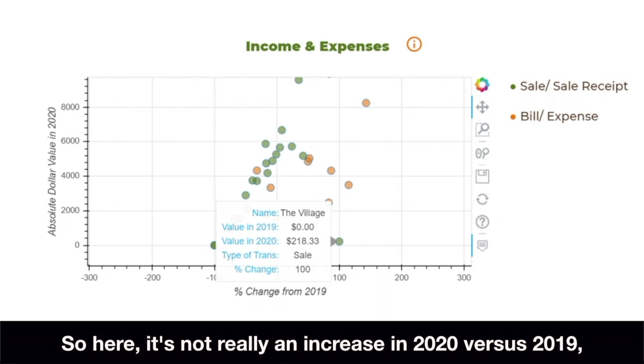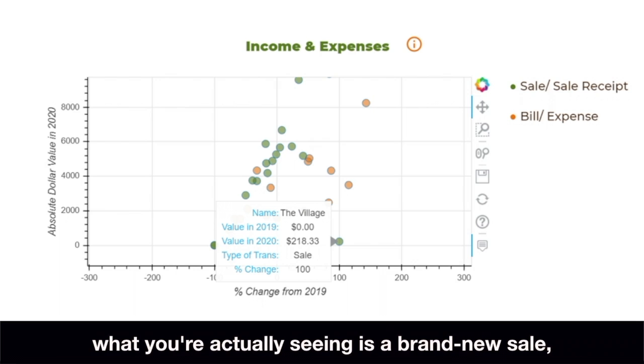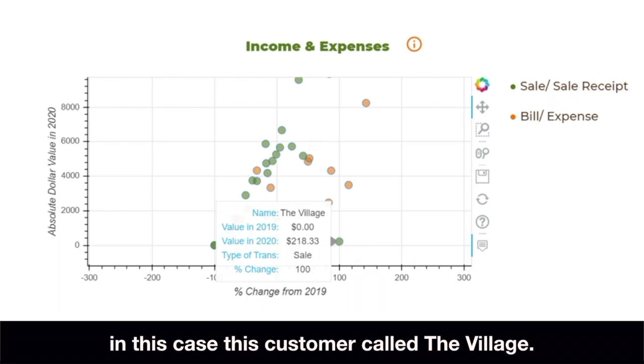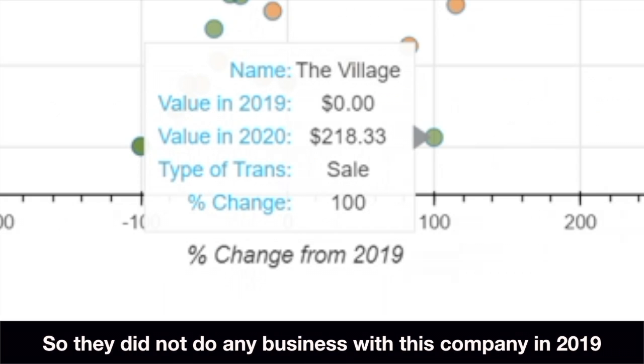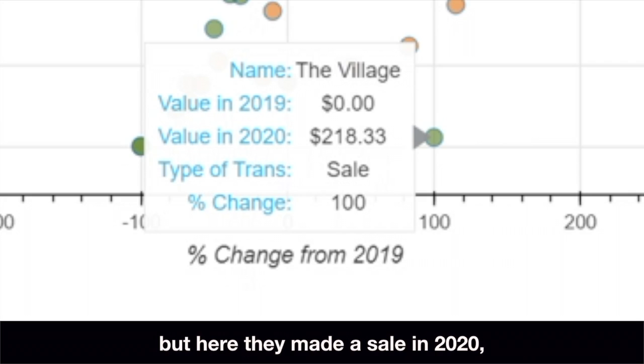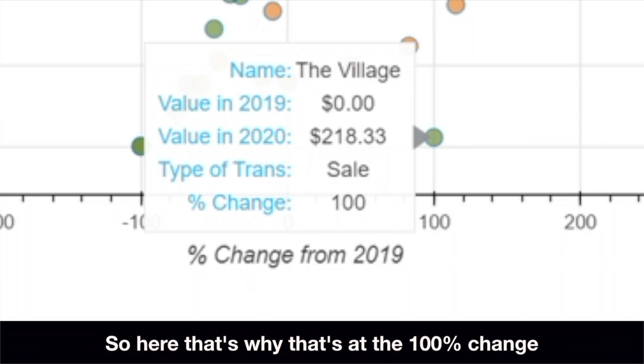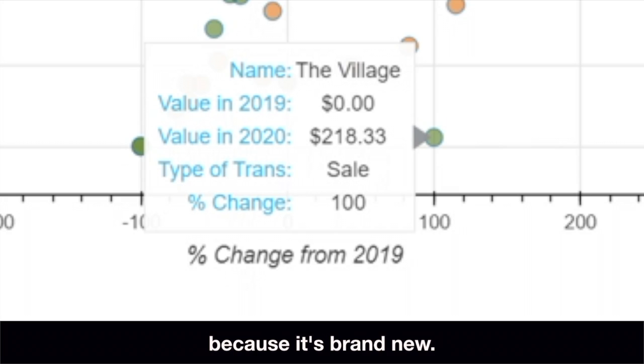So here, it's not really an increase in 2020 versus 2019. What you're actually seeing is a brand new sale, a brand new customer. In this case, it's this customer called The Village. So they did not do any business with this company in 2019, but here they made a sale in 2020. And you're seeing the actual dollar amounts as well as the percentage change. So here, that's why that's at the 100% change, because it's brand new.